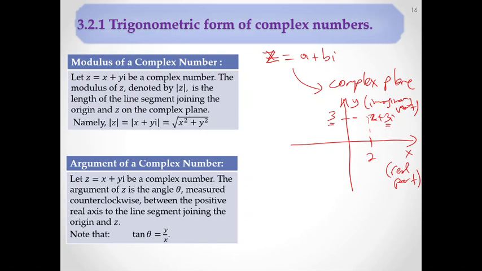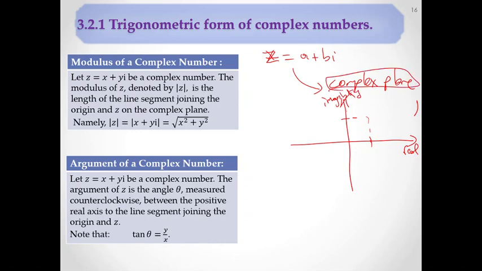So this is the situation. Now I will not use this x and y here, but I will just say this is the real axis and this is the imaginary axis. I will say this is a complex plane. Now the complex number here is x plus yi. So this point is telling you the place of x plus yi in the complex plane.